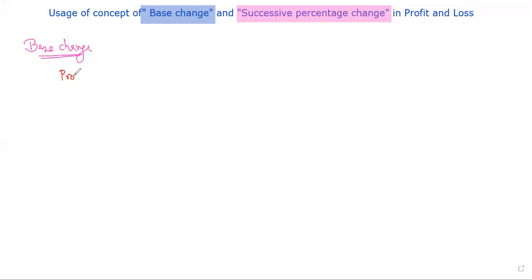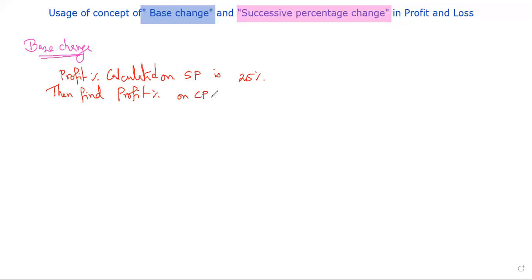profit percentage calculated on sale price is 25%. Then find profit percentage on cost price. Actually, profit percentage needs to be calculated on cost price, but on sale price, one data is given. Then what happened in this simple problem?